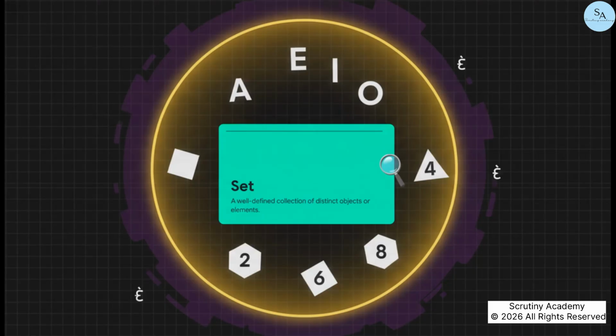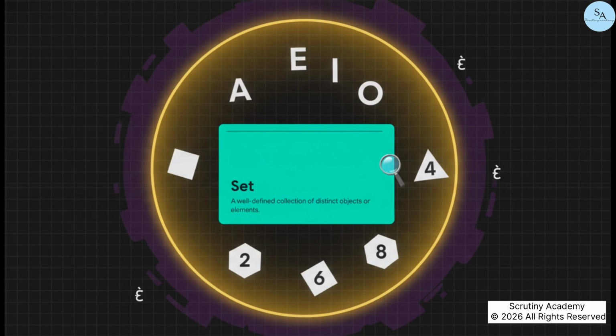All right, let's introduce the core concept visually first, before we look at any intimidating formulas. I want you to imagine a bright, golden yellow circle sitting on a deep purple background. Inside that yellow circle, we're going to place specific items, maybe the vowels of the alphabet, or all the even numbers less than 10. This gives us our core definition.